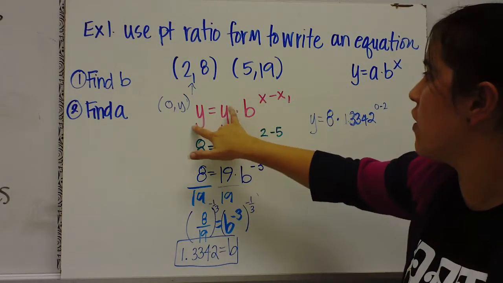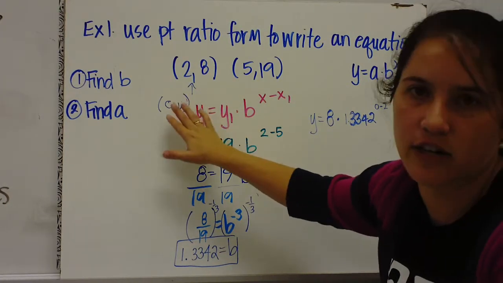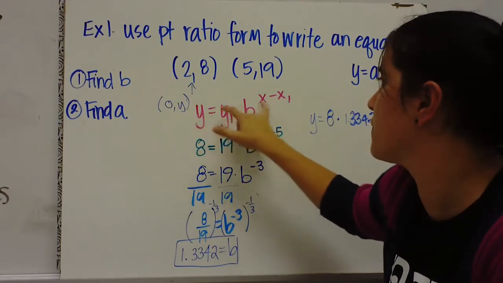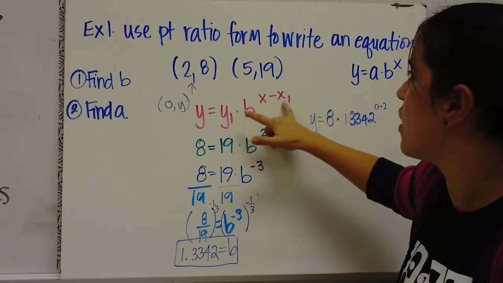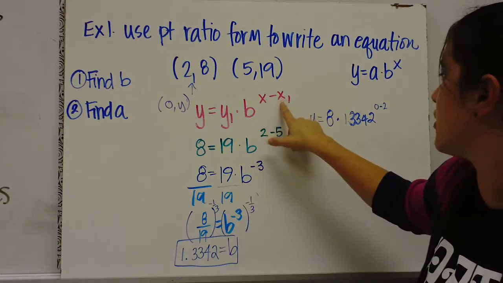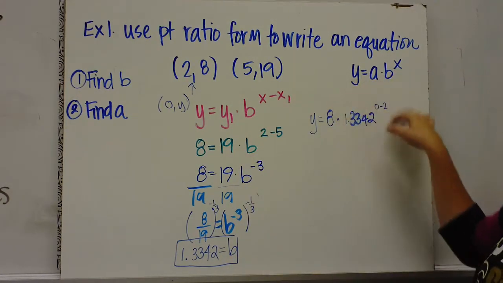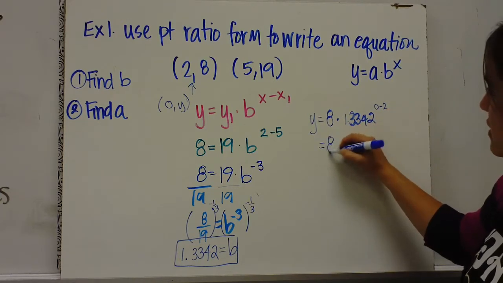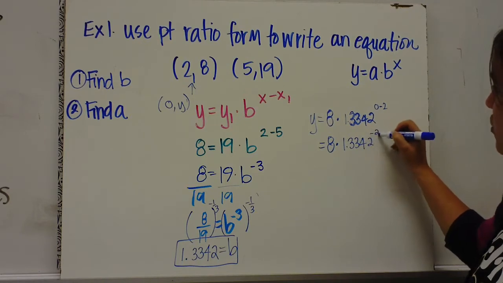Let me make sure you understand. Where x and y are, we're using 0, comma y, because this is our starting, our initial value. When x is 0, that's your initial value. We're plugging in y1 and x1 with 2 and 8. So 8 went in here, 2 went in here. And then we use this value for b. So now I can simplify 0, 8 times 1.3342 to the negative 2 power.